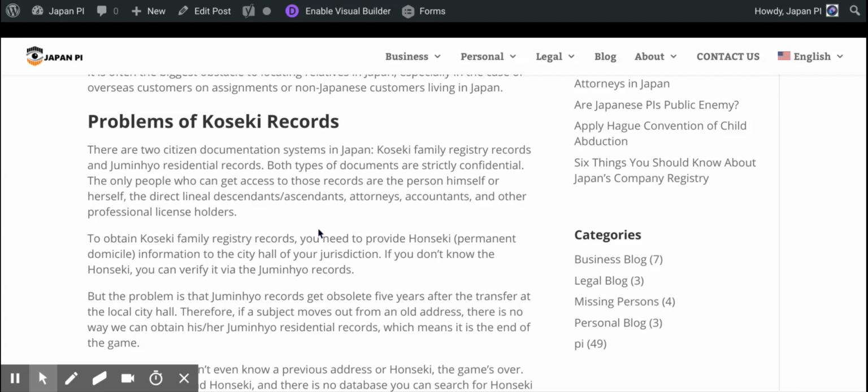The Jumonhyo is a registry of current residential addresses. All citizens are required to report their current addresses to the local city hall. A Jumonhyo records Hanseki information for Japanese nationals.